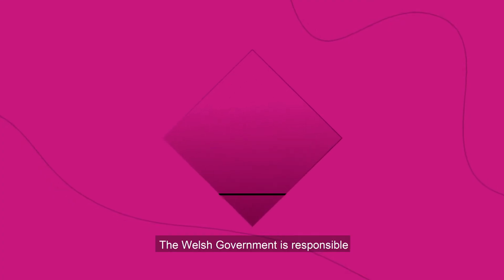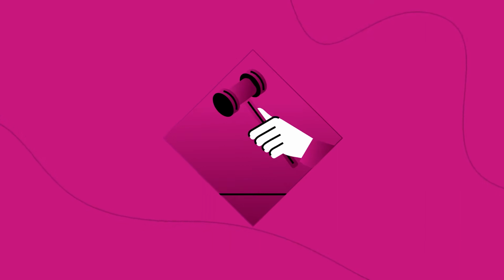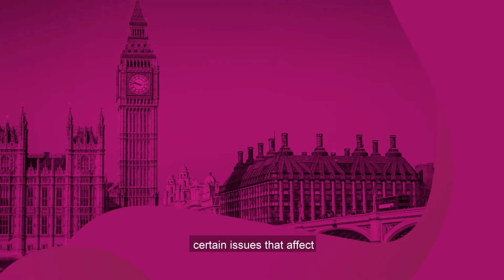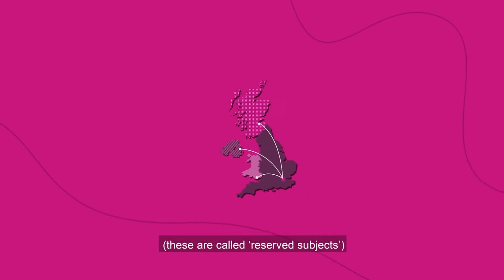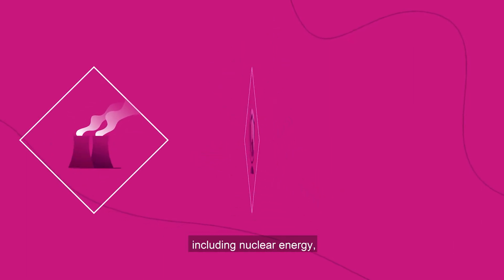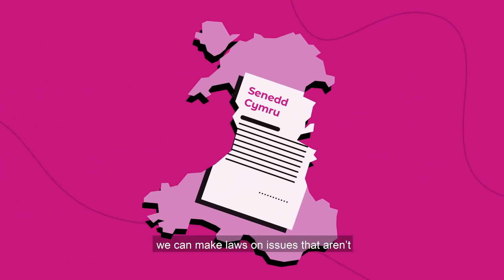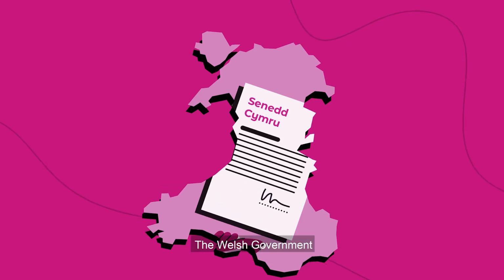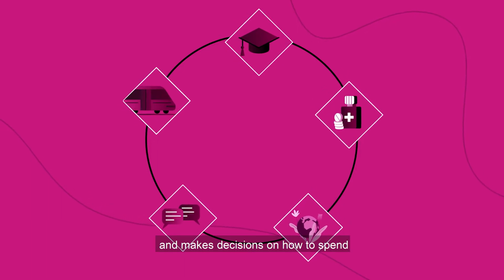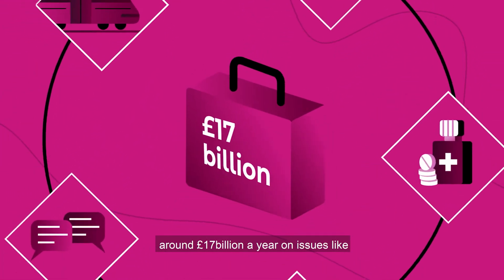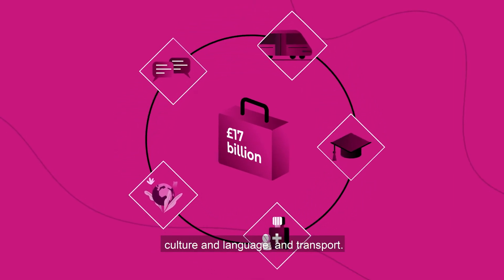The Welsh Government is responsible for making decisions on many of the issues that affect our day-to-day lives. The UK Parliament makes laws on certain issues that affect the whole of the UK. These are called reserved subjects, including nuclear energy, foreign affairs and defence. In Wales, we can make laws on issues that aren't reserved to the UK Parliament. The Welsh Government proposes ideas for laws and makes decisions on how to spend around £17 billion a year on issues like education, healthcare, the environment, culture and language, and transport.